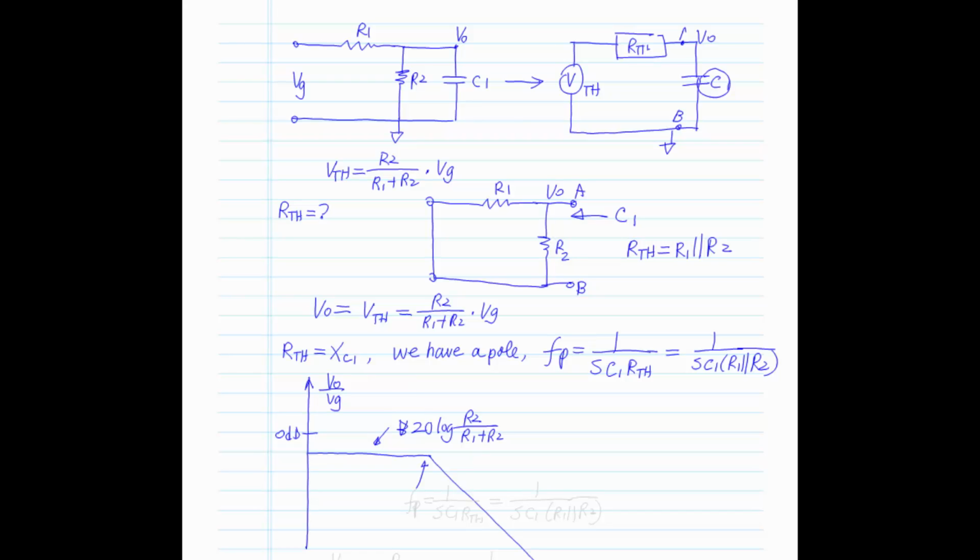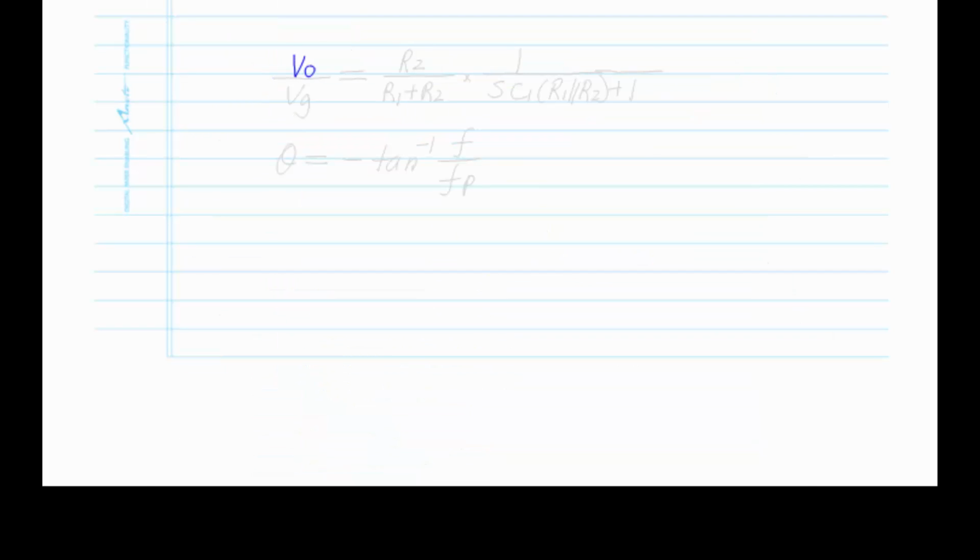This is the pole, which is equal to 1 over S C1 R7, which is equal to 1 over S C1 R1 parallel with R2. The overall transfer function V out over Vg is equal to R2 over R1 plus R2 multiplied by the pole, 1 over S C1 R1 parallel with R2 plus 1. The phase angle theta is equal to minus arctangent of the frequency over the pole.